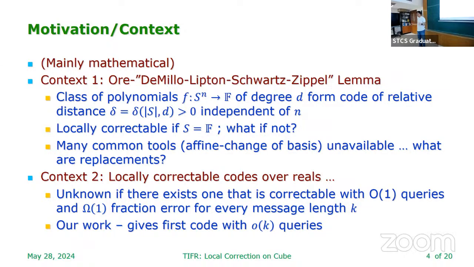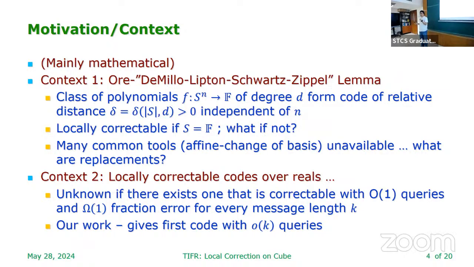So it's okay if your code takes n coefficients and represents them using 2 to the 2 to the 2 to the 2 to the n real numbers, as long as you can correct a constant fraction of errors with a constant number of queries. Okay. So we just don't know this.